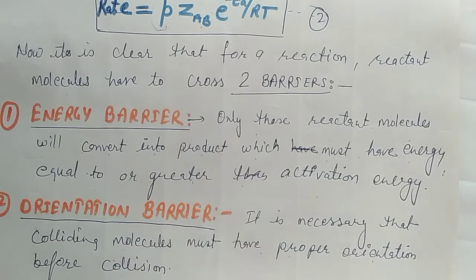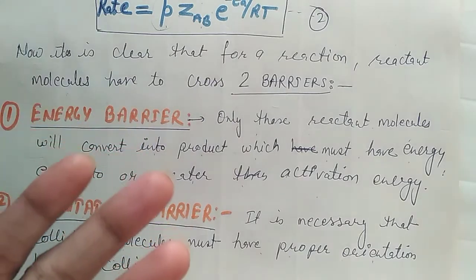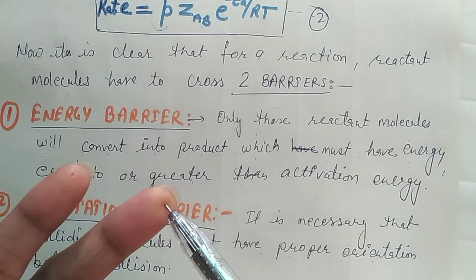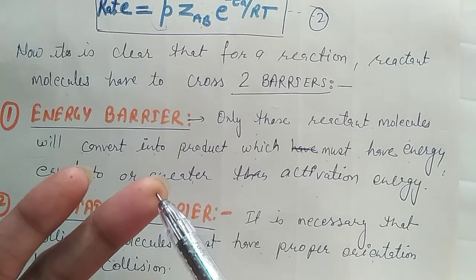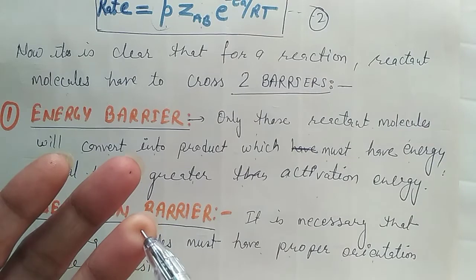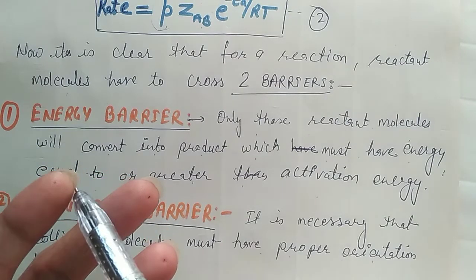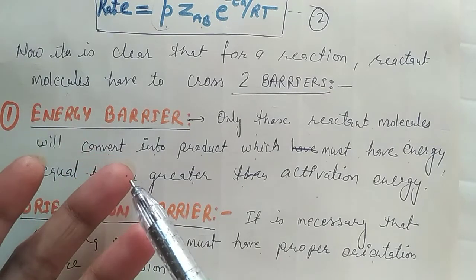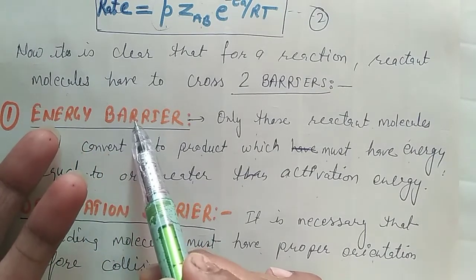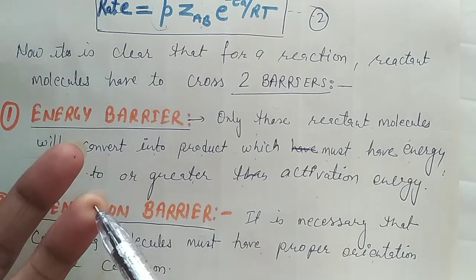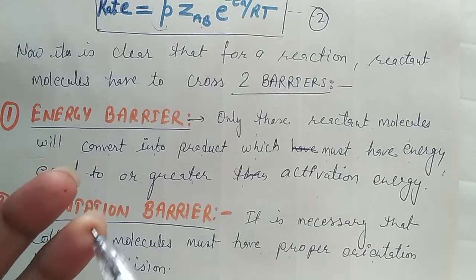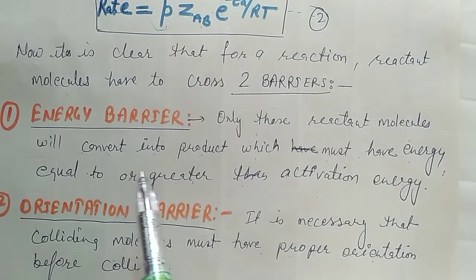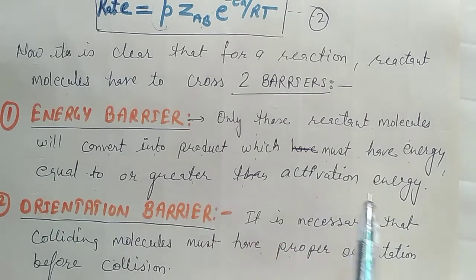So this is the very simple collision theory. Three important points. First of all, collision is compulsory. Second, collision in proper orientation is compulsory. And third, the collision should be effective. The second barrier is the orientation barrier, meaning proper orientation is compulsory, and the third is the energy barrier, meaning collision should be in proper energy, meaning the reactant molecules should have energy equal to or greater than the activation energy.